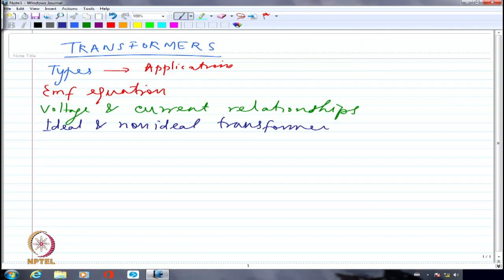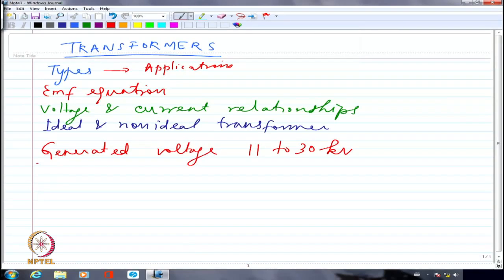Okay? Fine. So the major application of a transformer is to step up and step down the voltages, and this will be used in transmission as well as distribution. So normally the generated voltage level, if we look at, is generally about 11 to 30 kilovolts. In fact, I should say 15 to 30 kilovolts.